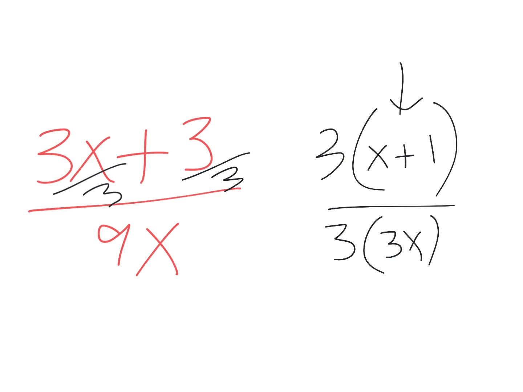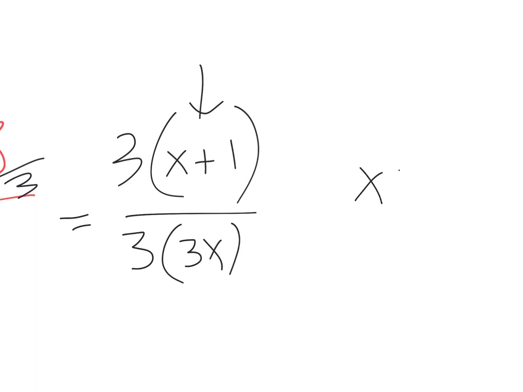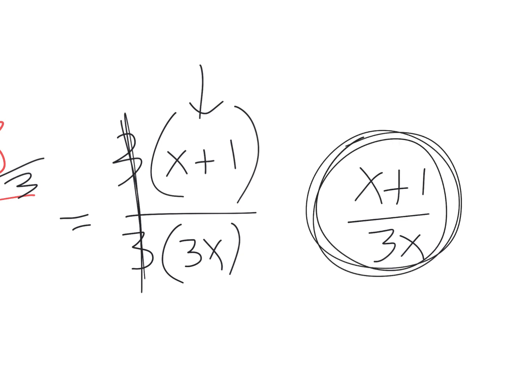Alban, final answer. 1x plus 1 over 3x. You got it. You canceled these, right? There you go. Now, is it okay to just say x instead of 1x? Yeah, they're the same thing. 1x and x are the same thing. So, okay, cool. I feel like you're getting it.